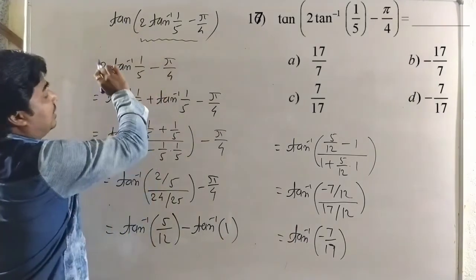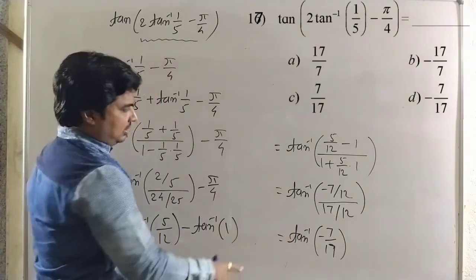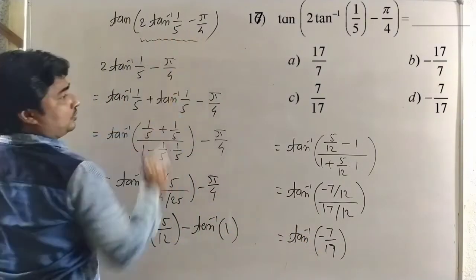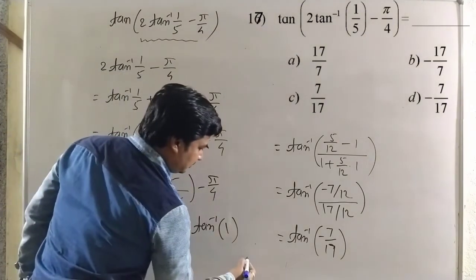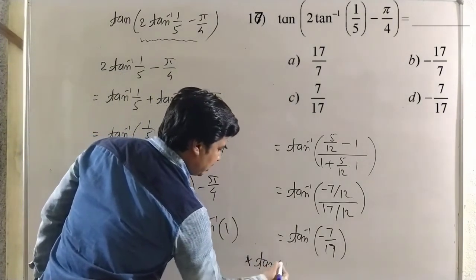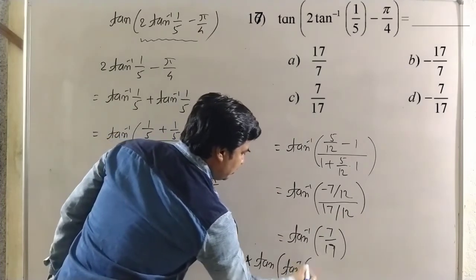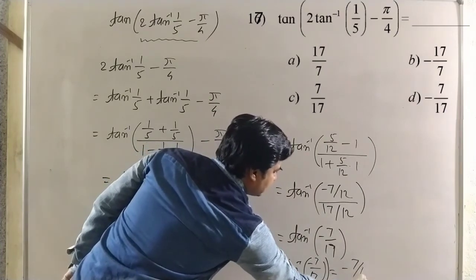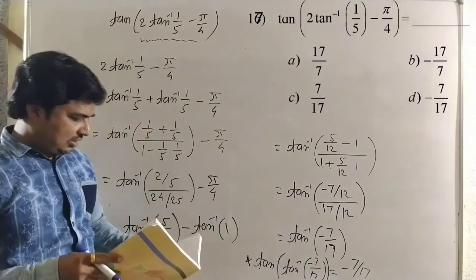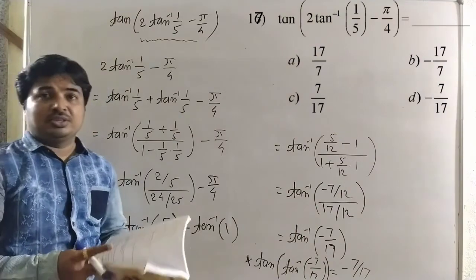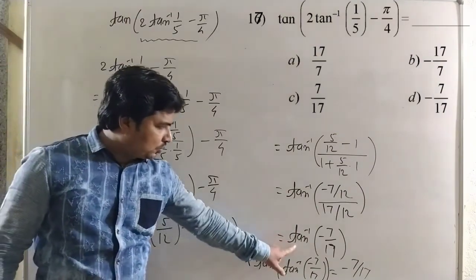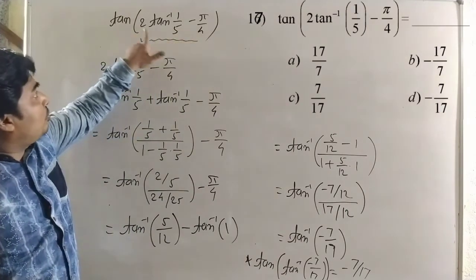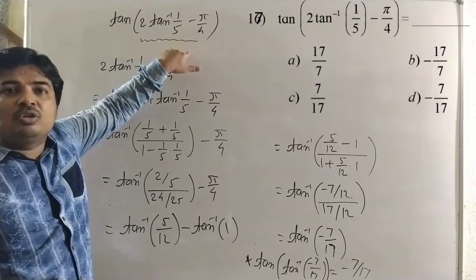Then here tan of tan inverse of minus 7 by 17 is the value of this term. Therefore we write the last tan inverse, that is tan inverse of minus 7 by 17, and it is equal to minus 7 by 17. Minus 7 by 17 is option D. See carefully, this is the value of this bracket term.